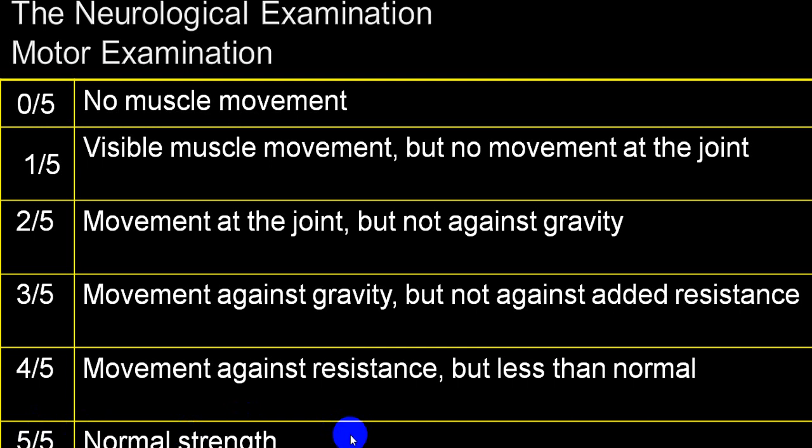And in an athlete, you can have more than the normal power. It will be more than 5. We call it 6 by 5. Yes, some people who have got good muscle can have power 6 by 5.